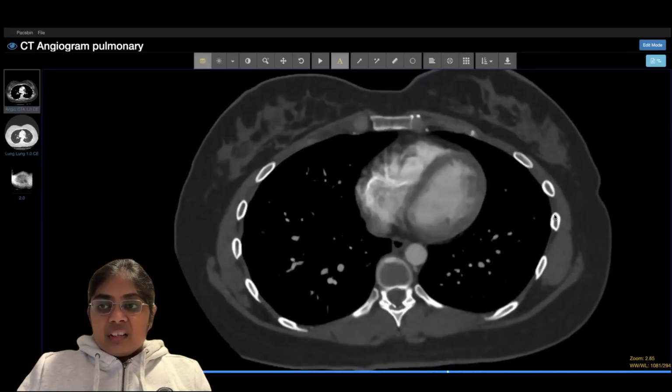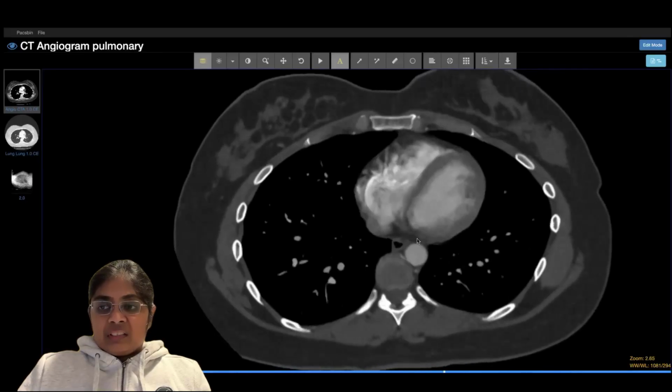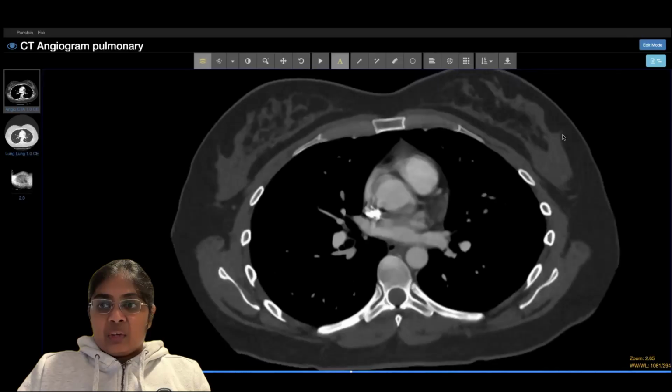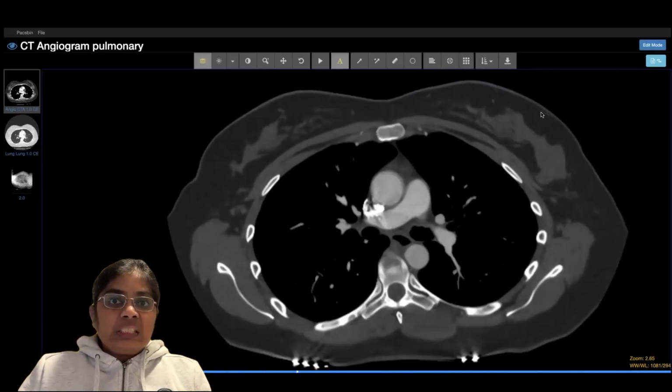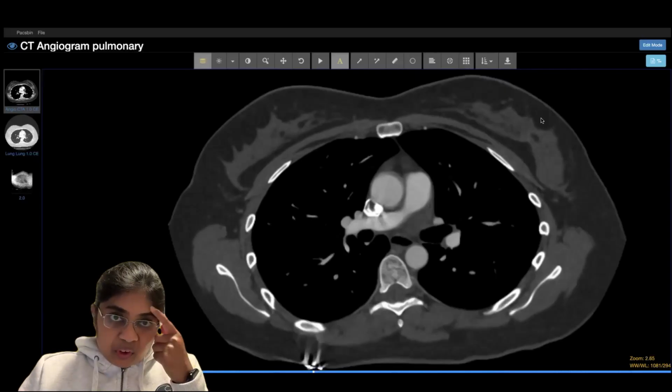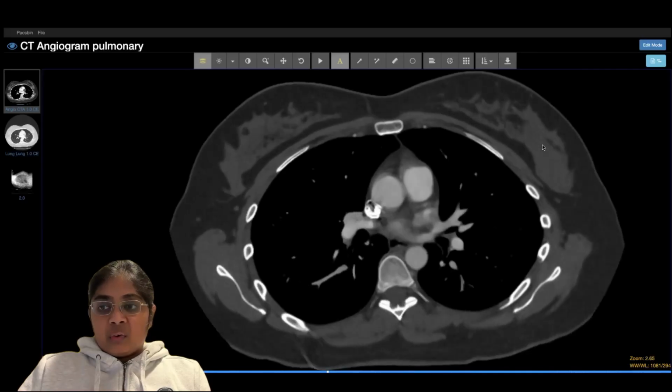The other important thing that we need to assess is the thoracic aorta itself. So another differential when we've got signs and symptoms of PE is potential diagnosis of aortic dissection. So it's important that we look at the aorta.